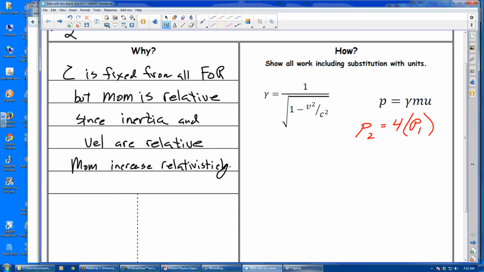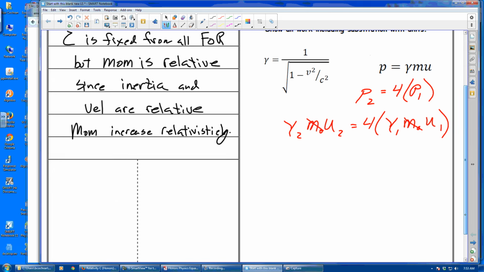So P2 is going to be gamma 2 times rest mass times U2, and that's going to equal 4 times gamma 1 times rest mass, which they told me was m0, times U1. Right away, hopefully you see that the m's cancel out.